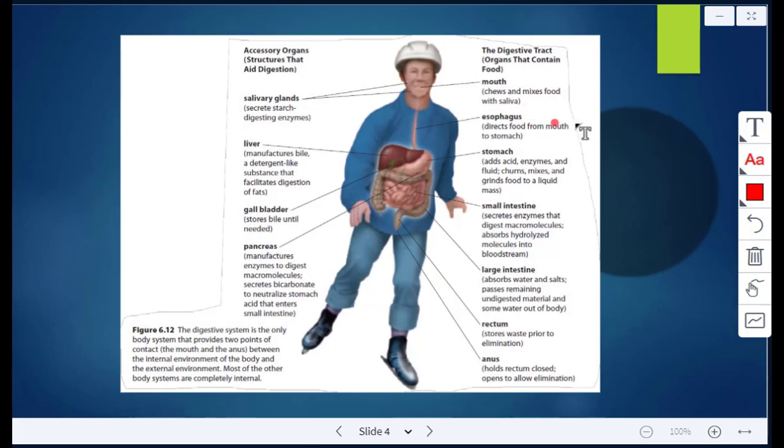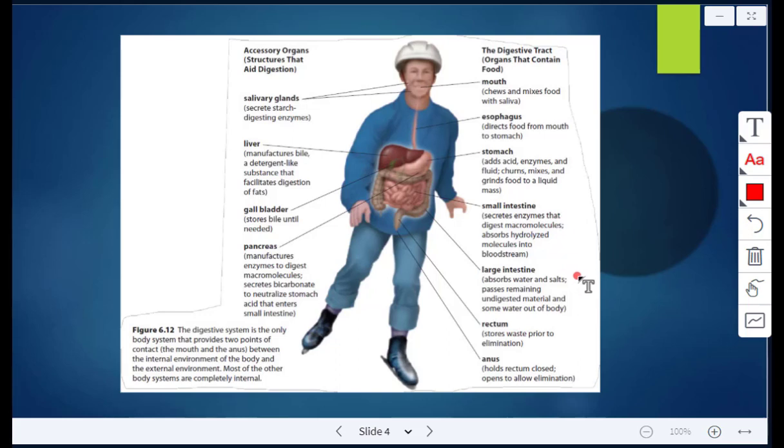Next is the esophagus, which directs the food from the mouth to the stomach. In the stomach, there will be some churning and mixing happening, which will grind up the food to a liquid mass. But the stomach also contains acid and enzymes to help with digestion. From there, that will enter the small intestine. And within the small intestine, there are enzymes that will digest macromolecules. And there will also be absorption occurring there as well.